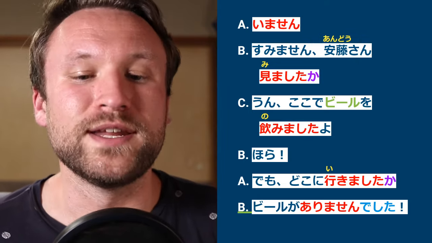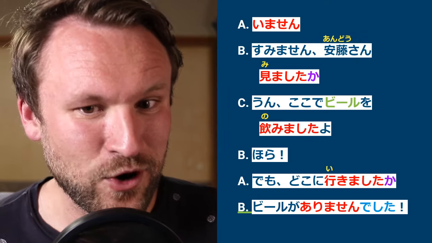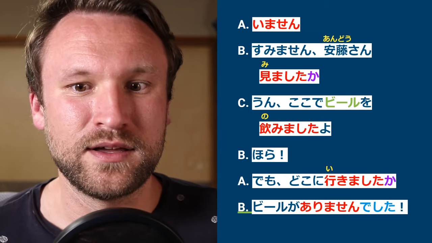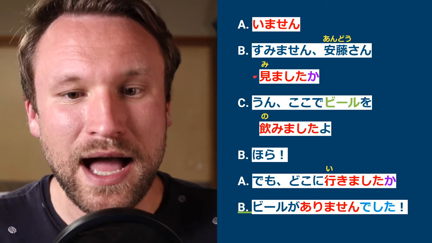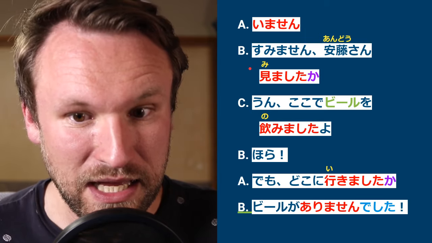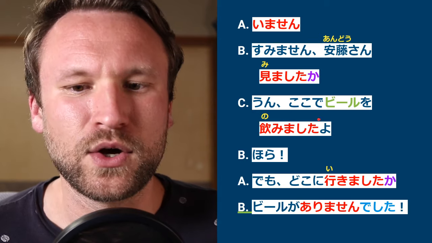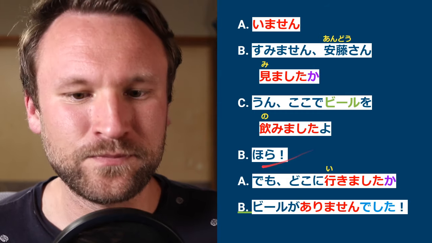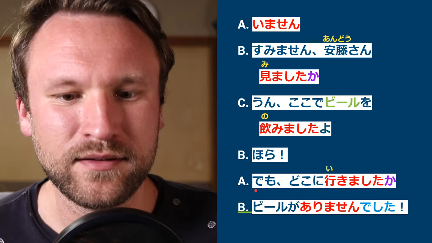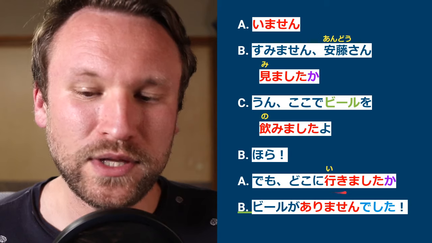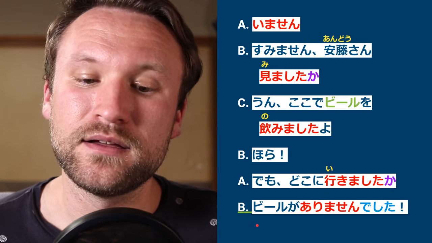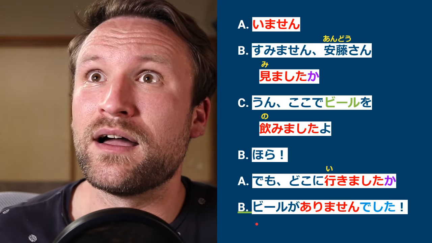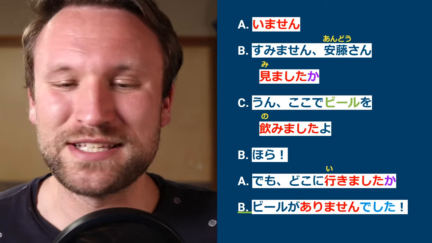But anyway, read it slow first. Continuing story from before. Ando-san, imasen. Sumimasen. Ando-san, mimashita ka? Un. Koko de biru o nomimashita yo. Hora. Demo, doko ni ikimashita ka? Biru ga arimasen deshita.